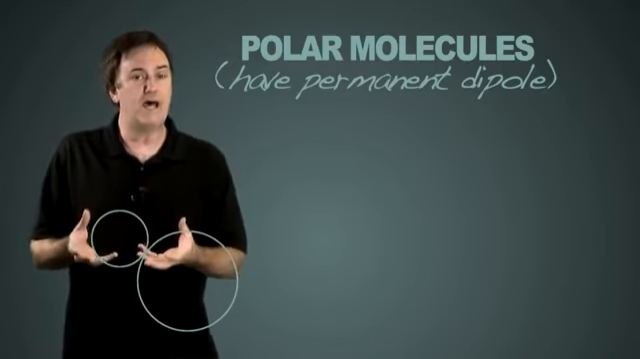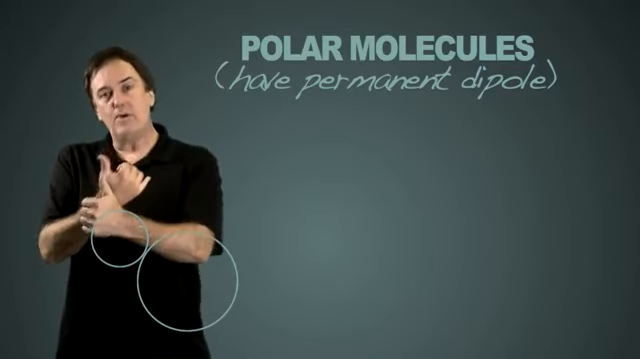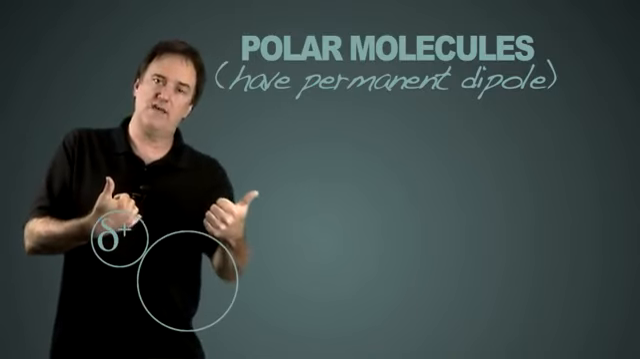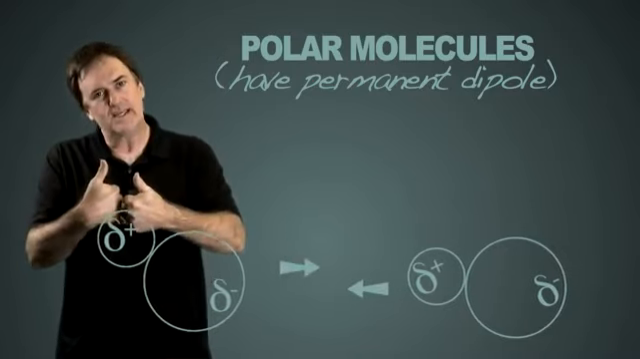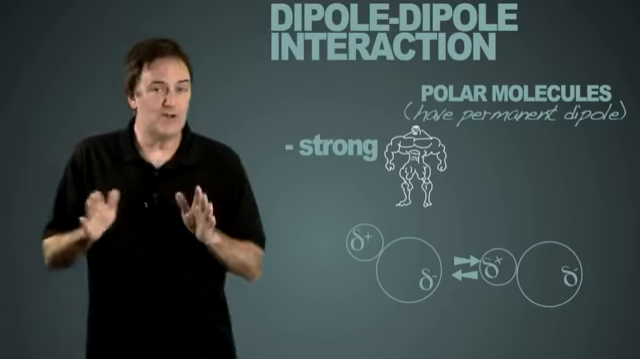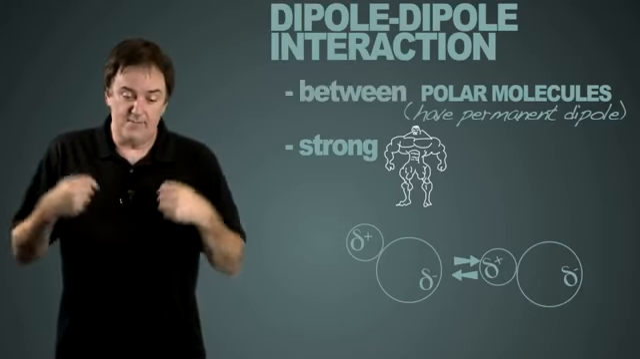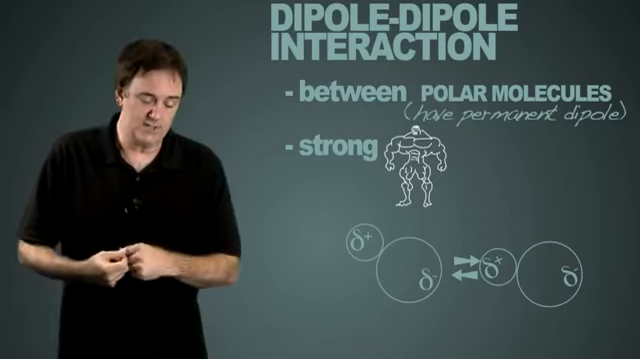And if you have a permanent dipole, you're going to have a setup within the molecule where you always have partial positive, you always have partial negative. And those are going to get together. That's called dipole-dipole interaction, and that is the strongest interaction you can have within a molecule to another molecule.